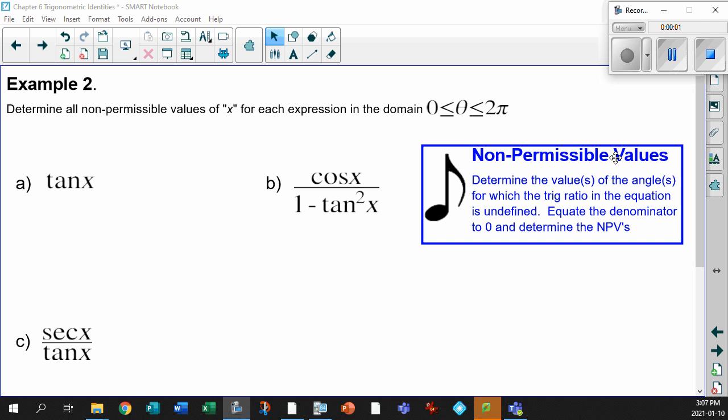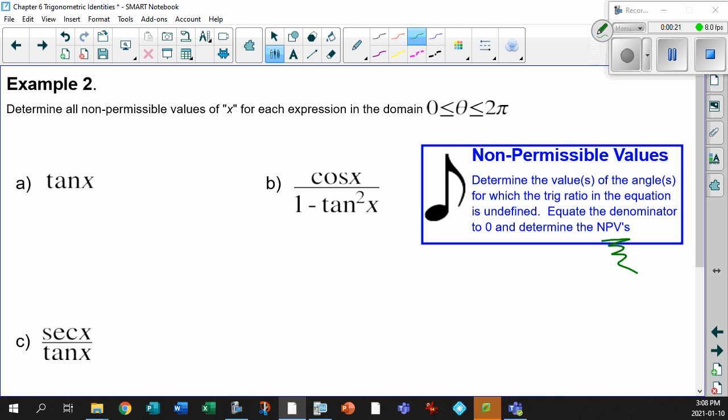So let's talk about those non-permissible values, because honestly, before you learn how to do any kind of identity proving, you got to be able to concentrate on those non-permissible values and just rattle them off really, really quickly. So remember, non-permissible values are when the denominators are zeros. Okay, those are why we call them NPVs. So looking at our first one, for example, tangent here.